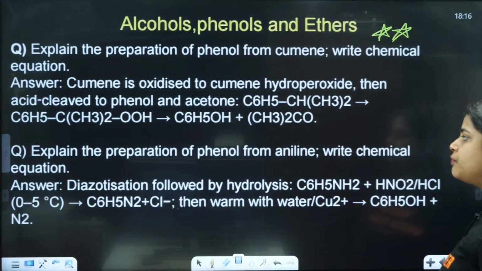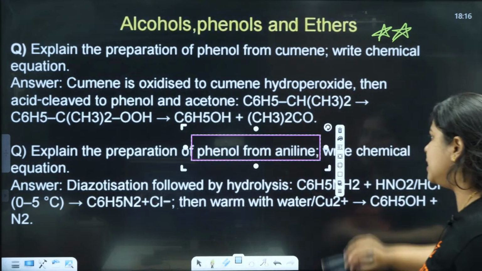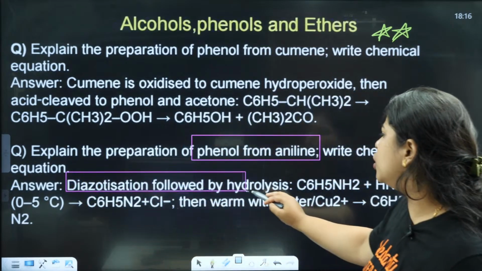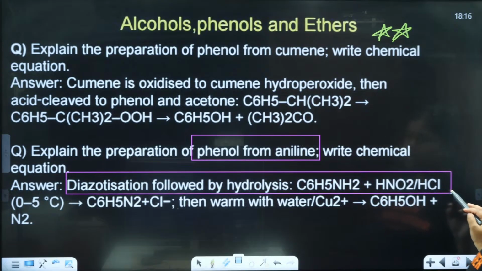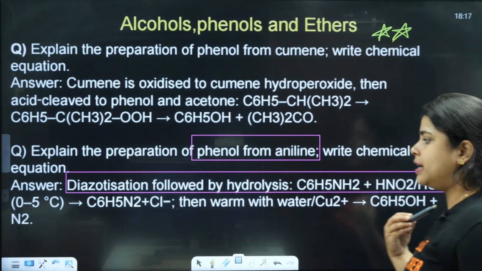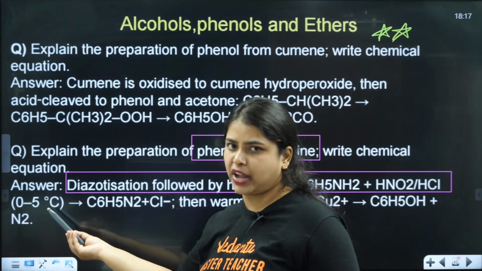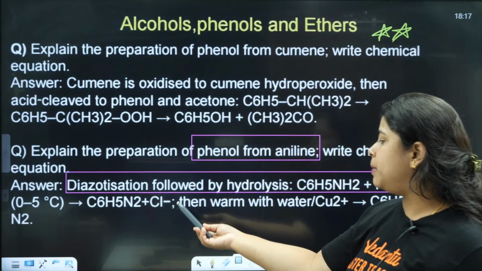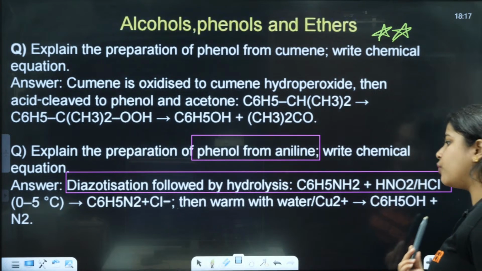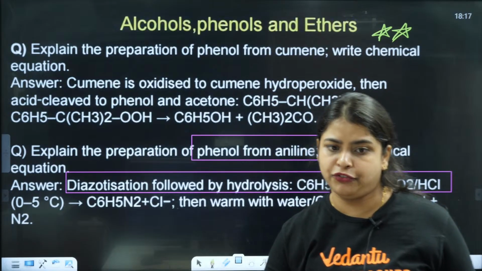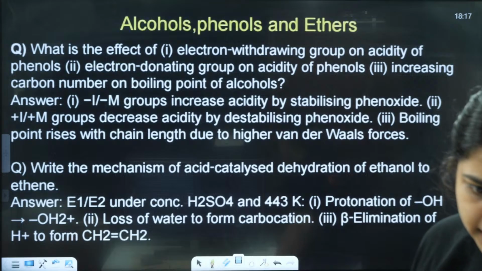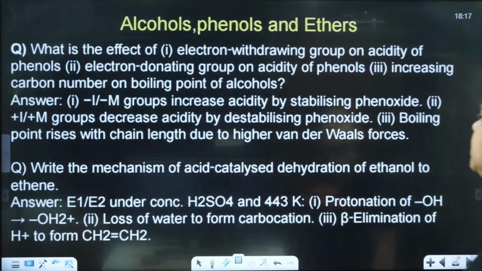Next, explain the preparation of phenol from aniline, and write the chemical equation. So diazotization followed by hydrolysis. C6H5NH2 plus NaNO2 with HCl at 0 to 5 degrees Celsius gives C6H5N2+Cl-, then warming with water or Cu2+ gives C6H5OH plus N2. Clear? K2Cr2O7 please.